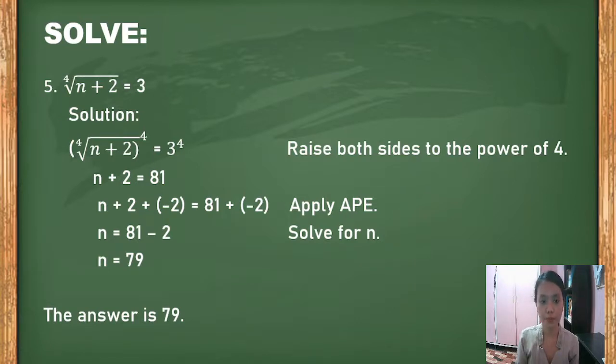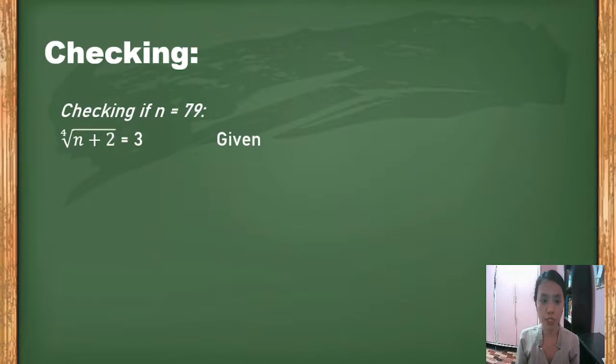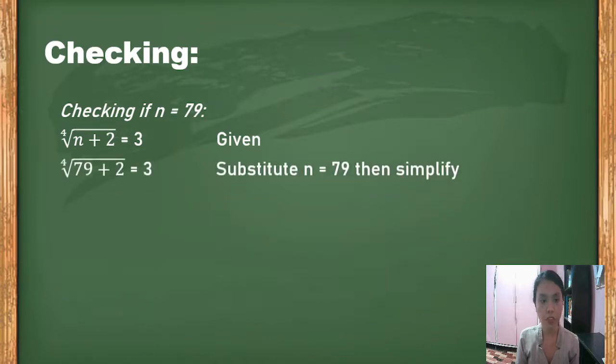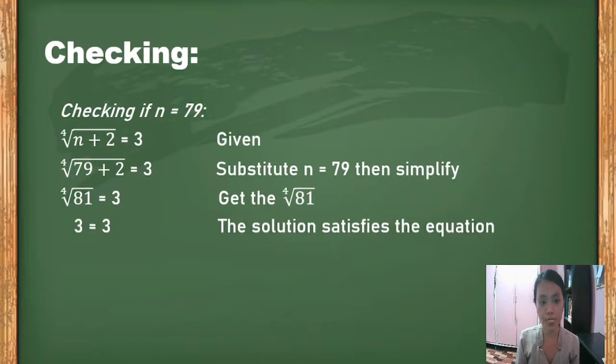So check natin kung tama yung answer natin. Substitute natin ang 79 sa ating given. So, 4th root of 79 plus 2 equals 3. Simplify natin yung nasa loob ng radical symbol. 79 plus 2, we have 81. Simplify yung 4th root of 81, so the answer is 3. So, therefore, our solution satisfies the equation.